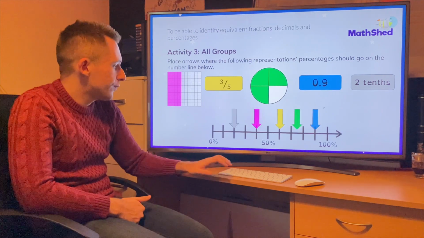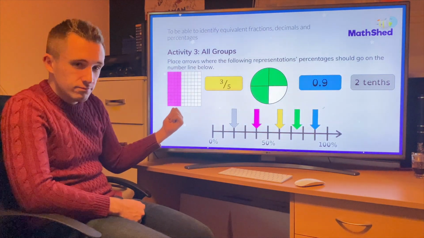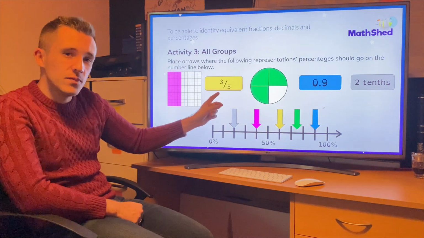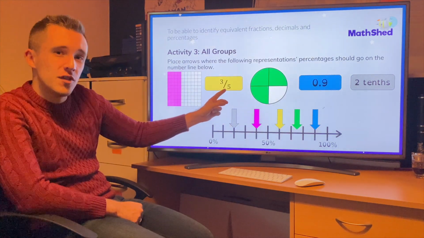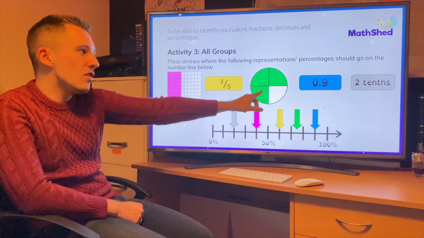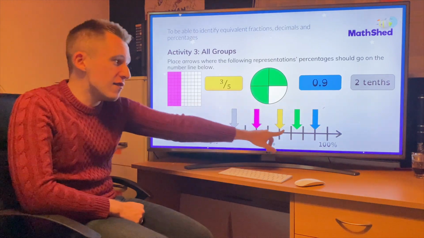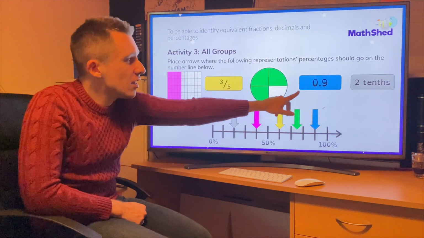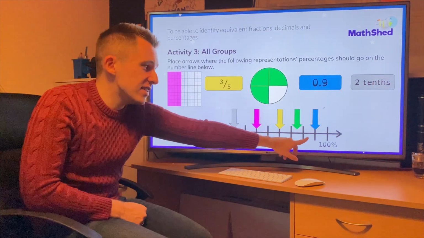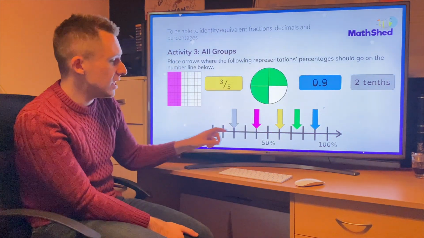Okay, let's have a look. So the first one here is 40%. This one here would become 6 out of 10. So that's 60%. This is 3 quarters, which is the same as 75%. 0.9 is 9 tenths or 90%. And 2 tenths is 20%.